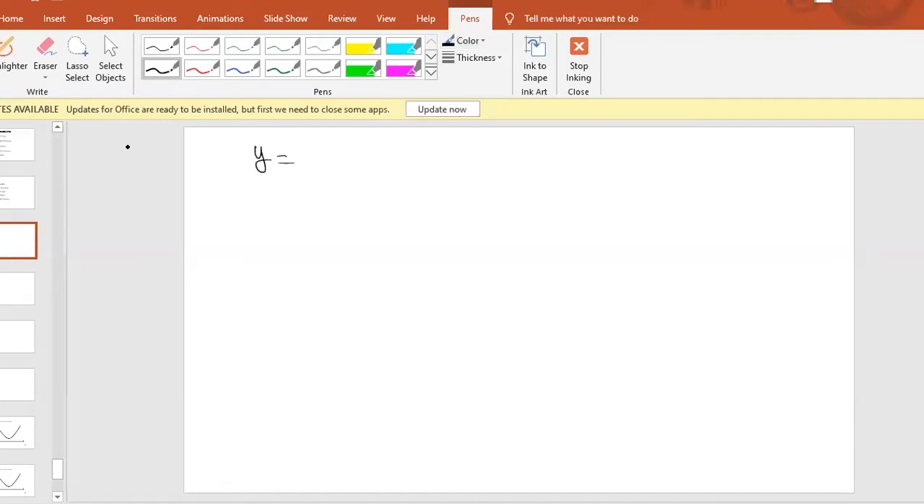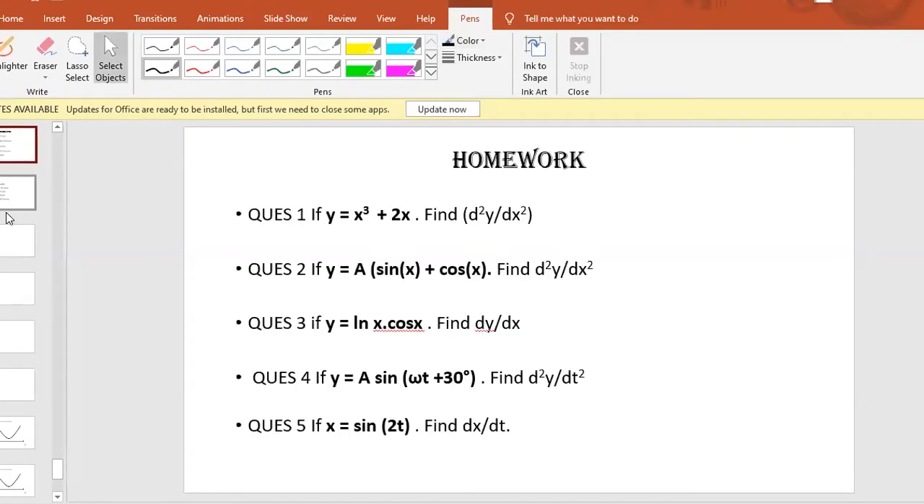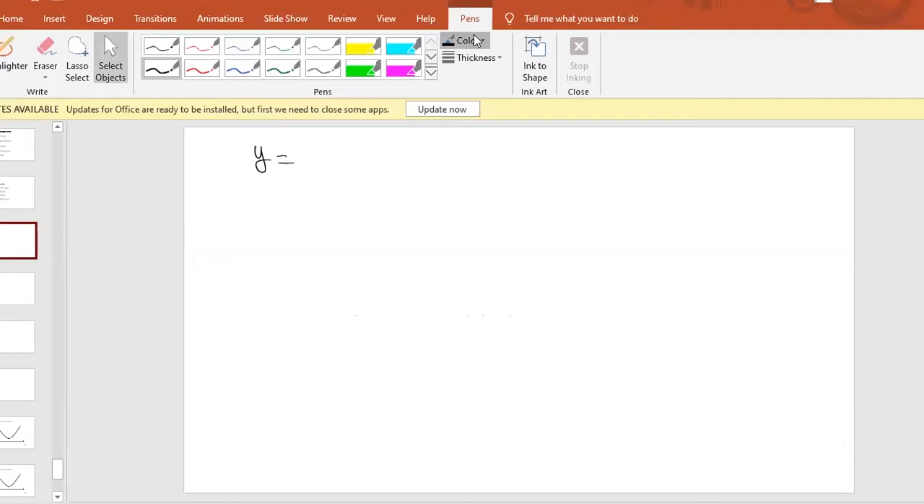y is equal to x cube plus 2x. So we have to find what? The double derivative of y with respect to x.